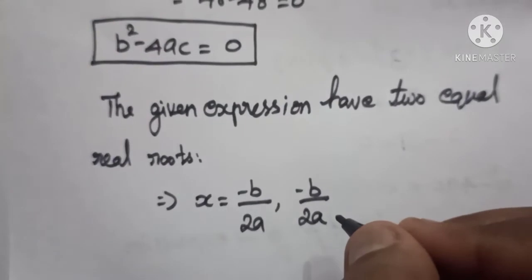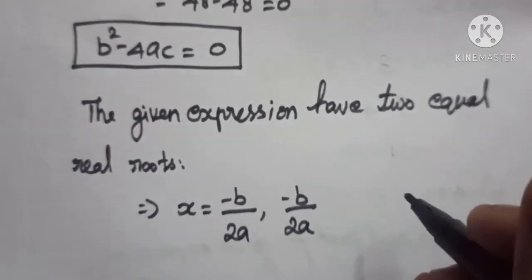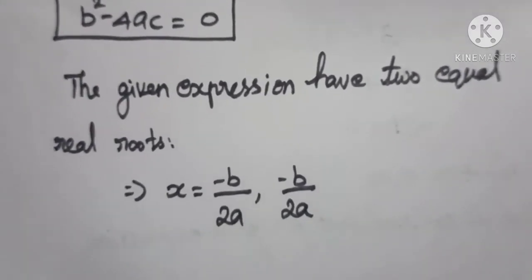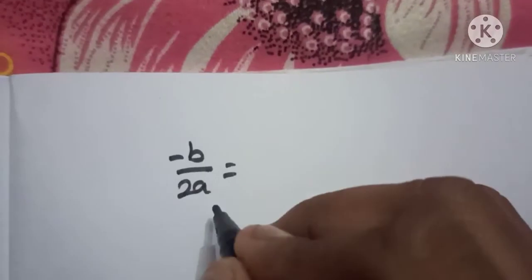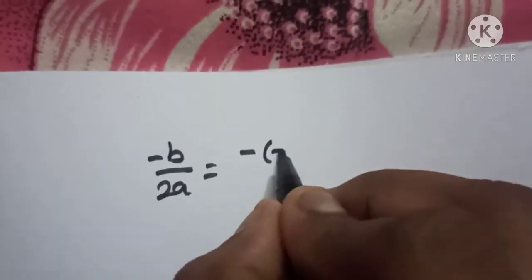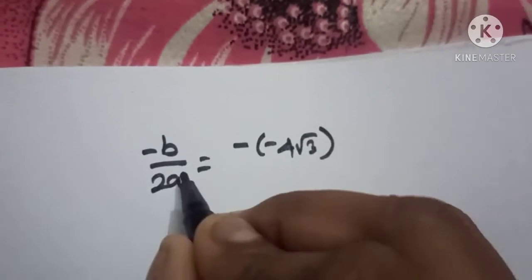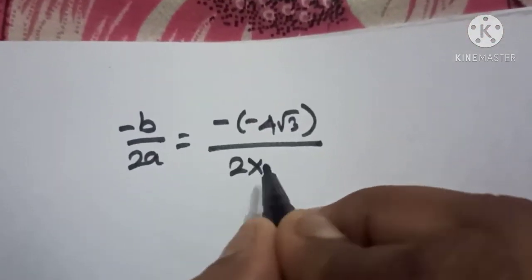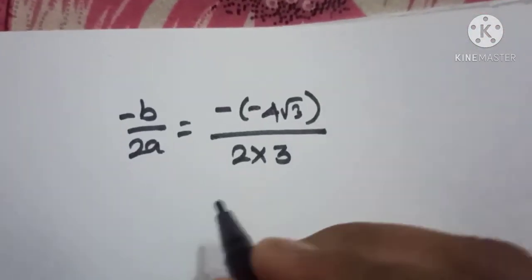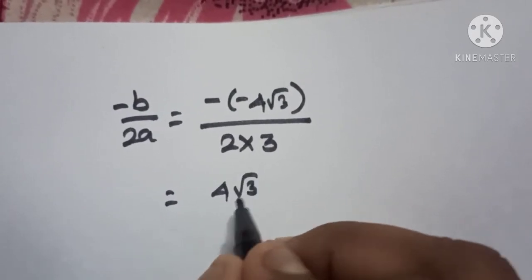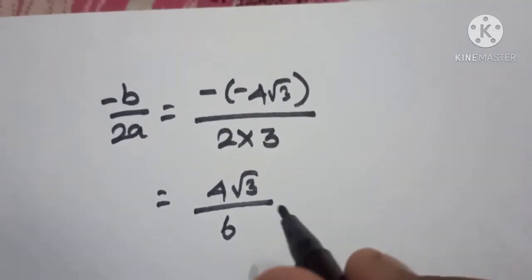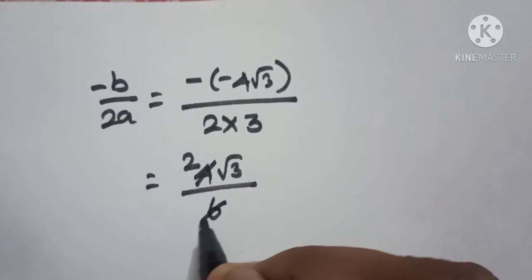So how does it happen? If you substitute in the square root 0, you get 0. So directly you take minus b by 2a, and we need to substitute. So minus of minus 4 root 3, which is the value of b, and 2 into the value of a, which is 3. So what you get? 4 root 3 divided by 6. Now you need to cancel: 2 2s are 4, 3 2s are 6.